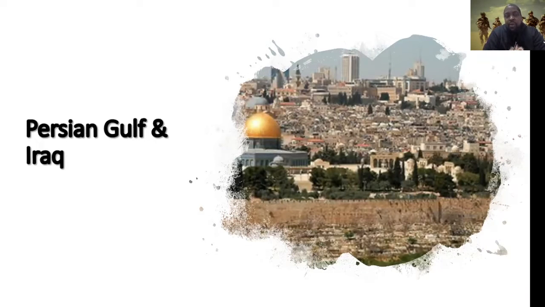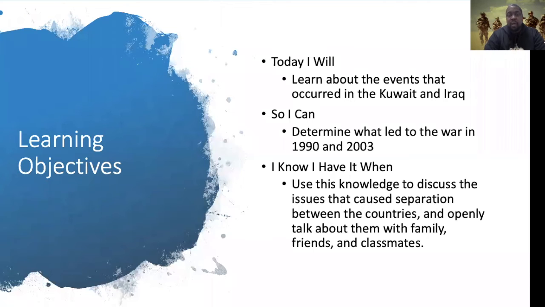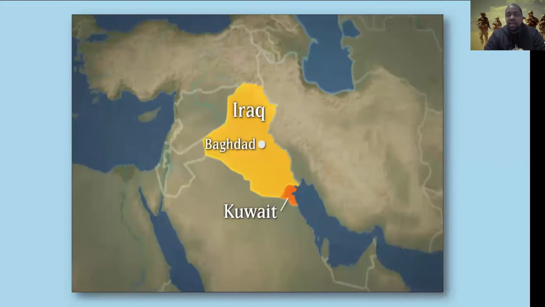Again, I'm Mr. Coleman, and today our lesson will be about the Persian Gulf and Iraq. Our learning objective for today: I will learn about the events that occurred in the Kuwait and Iraq War so I can determine what led to the war in 1990 and 2003. I know I have it when I can use this knowledge to discuss the issues that cause separation between the countries and openly talk about them with family, friends, and classmates.